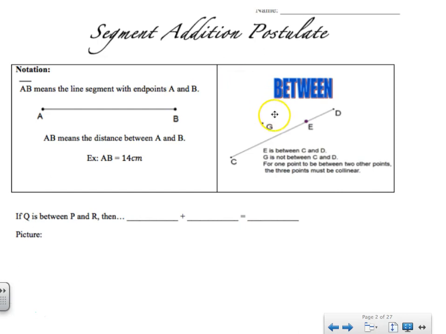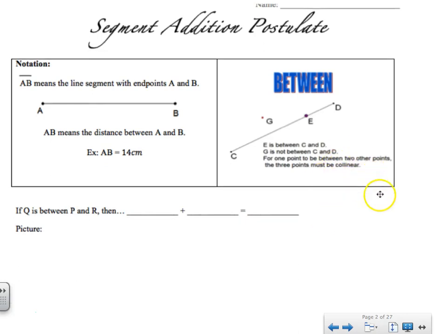To be in between something, it has to be on the line. So notice E is between C and D, but G is not in between C and D, even though it's in the space between it. It's not on the line in between it, okay? So the points must be collinear.